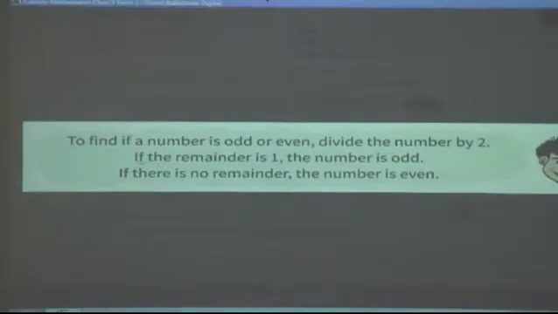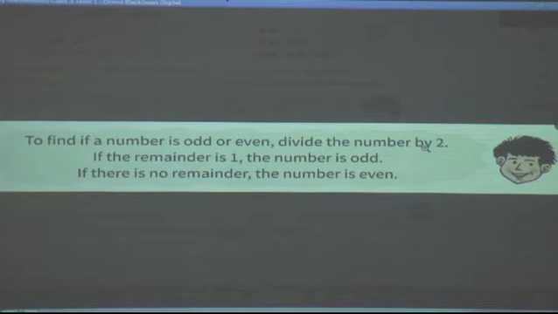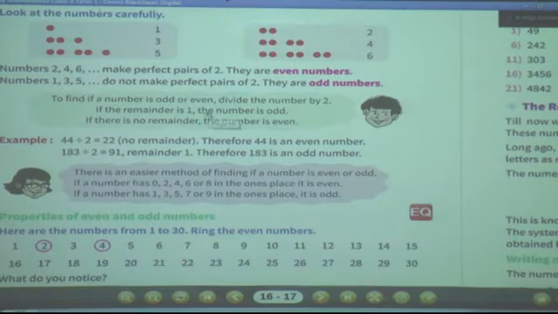Now see which is the trick. To find if a number is odd or even, divide the number by 2. If we divide the given number by 2 and get the remainder 1, then that number is odd. And if we divide any number by 2 and there is no remainder, then the number is even. So you have to keep this trick in your mind.